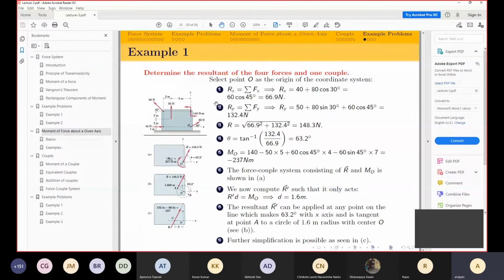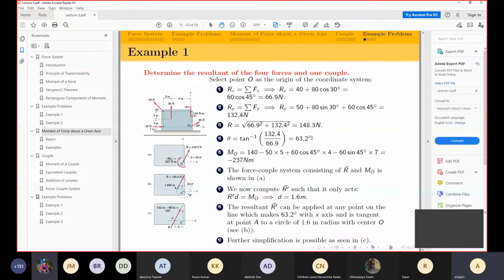So let us look at this example. In this example, you have a body which is subjected to multiple forces: 40, 60, 80, 50 and a moment. So what we try to do is find the resultant: all the x components of the forces, y components of the forces, and I have the resultant R and I have the direction. I think steps 1 to 4 all of you know how to do.